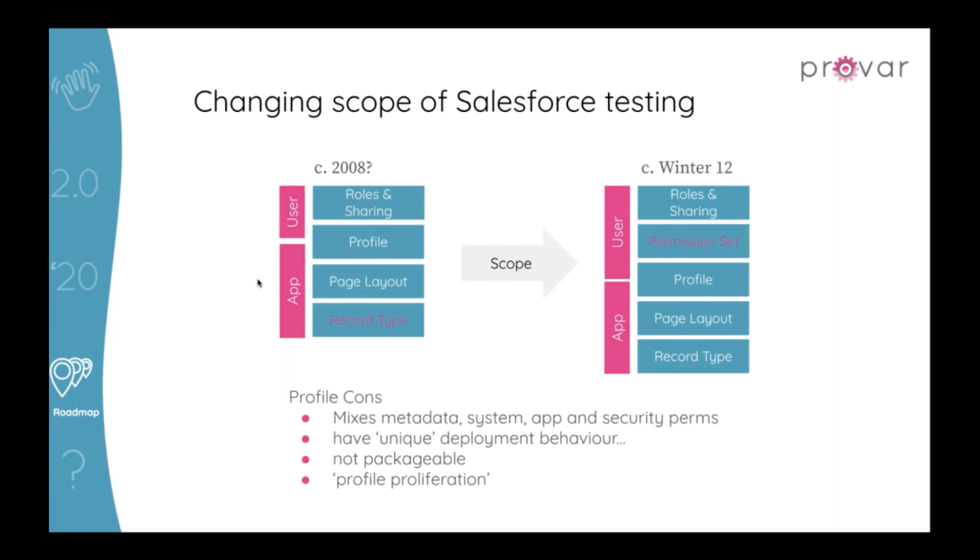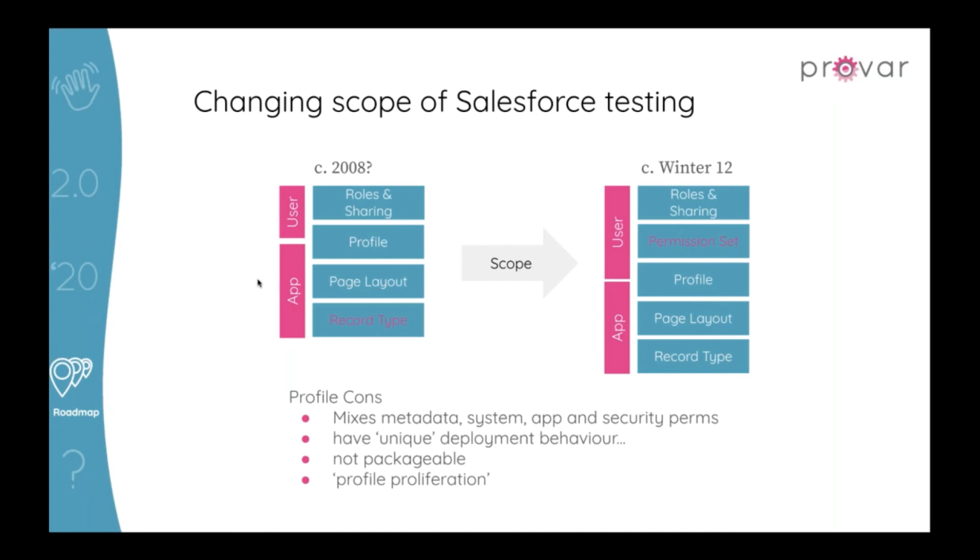Within the Salesforce application, what fields people could see on which screen was controlled mainly by page layout, and I think record types was around back in 2008. It feels like a lifetime ago. Later on, Salesforce introduced a feature called permission set.